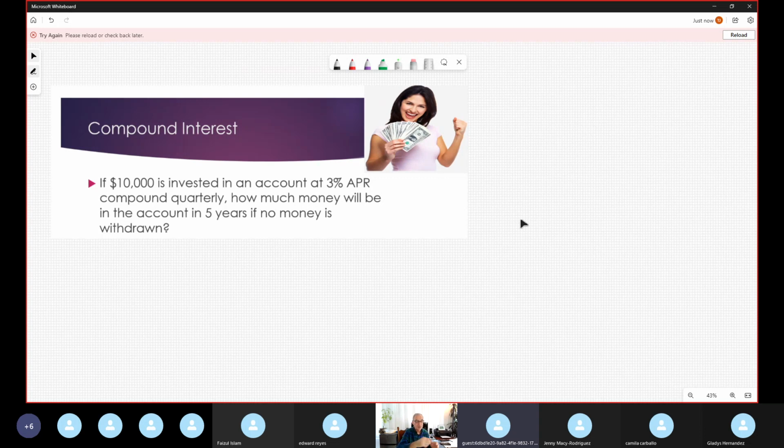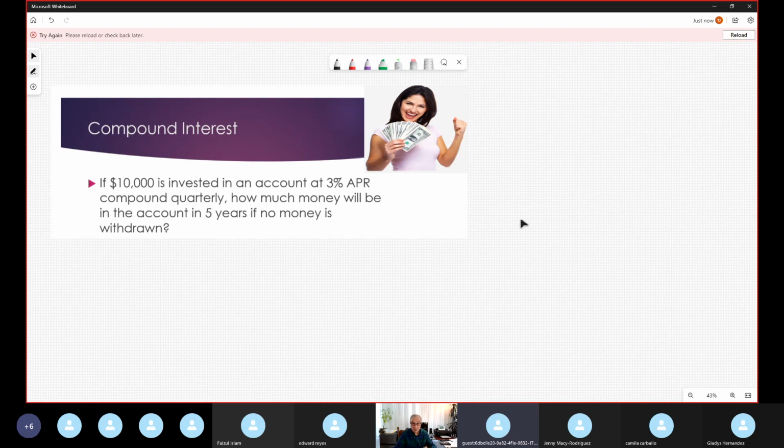If $10,000 is invested in an account at 3% APR, compounded quarterly, how much money will be in the account in 5 years if no money is withdrawn? What information is available, is given? 10,000. What is 10,000? What represents 10,000?